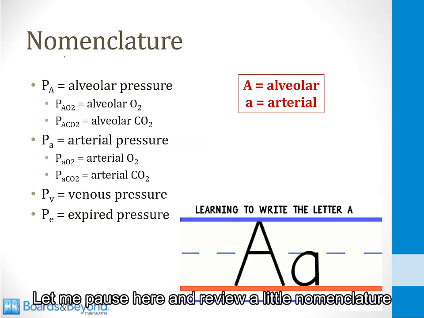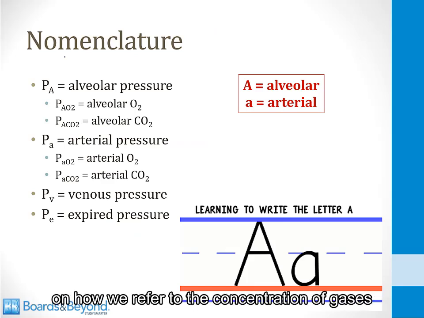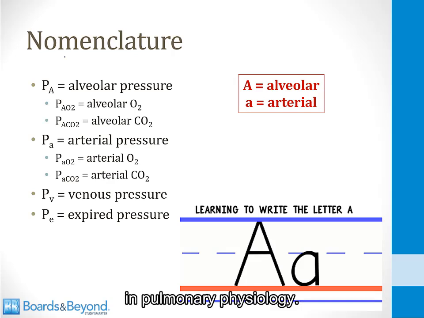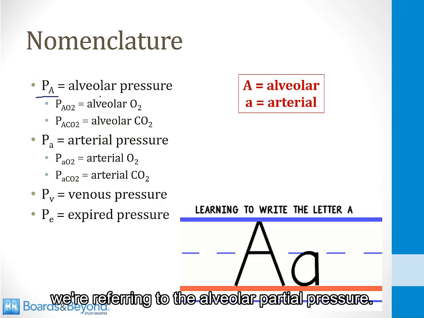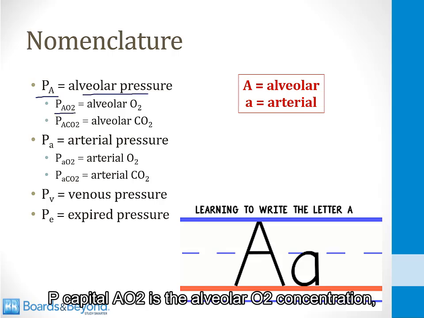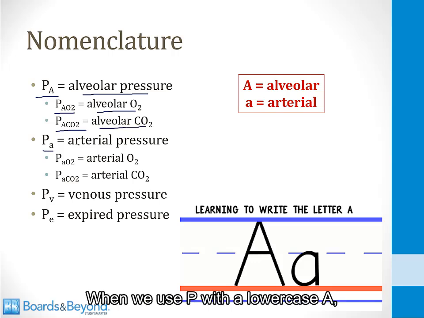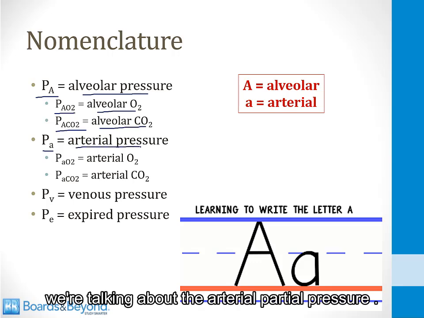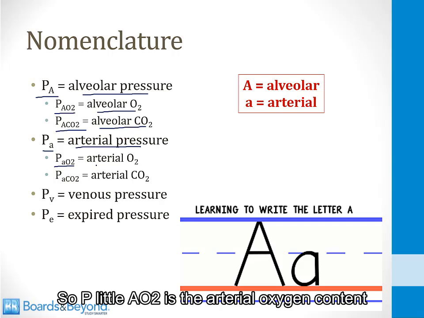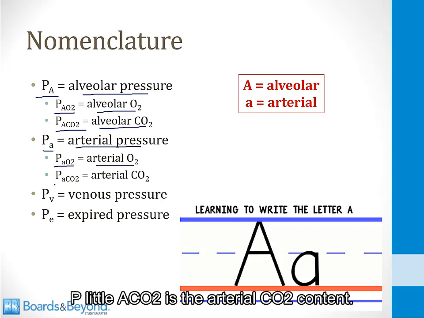Let me pause here and review a little nomenclature on how we refer to the concentration of gases in pulmonary physiology. When we use P with a capital A, we're referring to the alveolar partial pressure. So for example, P capital A O2 is the alveolar O2 concentration. P capital A CO2 is the alveolar CO2 concentration. When we use P with a lowercase a, we're talking about the arterial partial pressure. So P little a O2 is the arterial oxygen content. P little a CO2 is the arterial CO2 content.